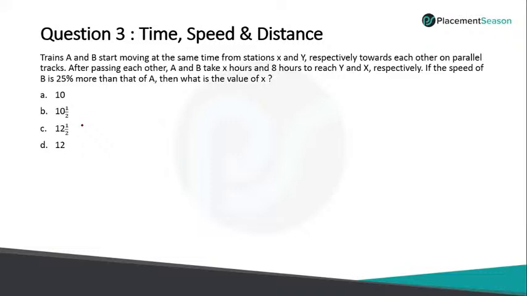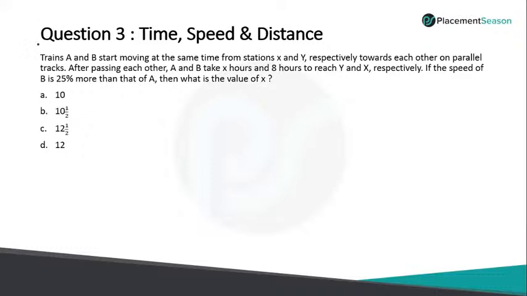Third question, very simple, from the topic time, speed, and distance. So a train problem is given. Trains A and B start moving at the same time from stations X and Y towards each other on parallel tracks. After passing each other, A and B take X hours and 8 hours to reach Y and X.